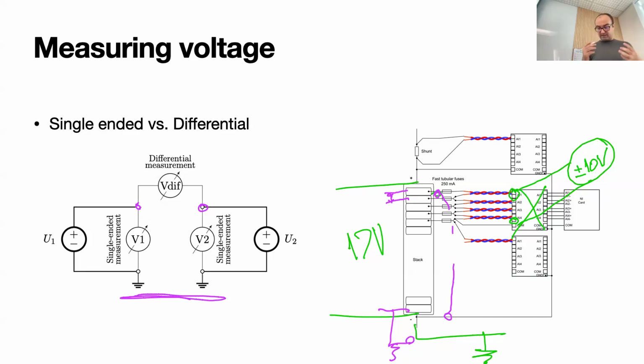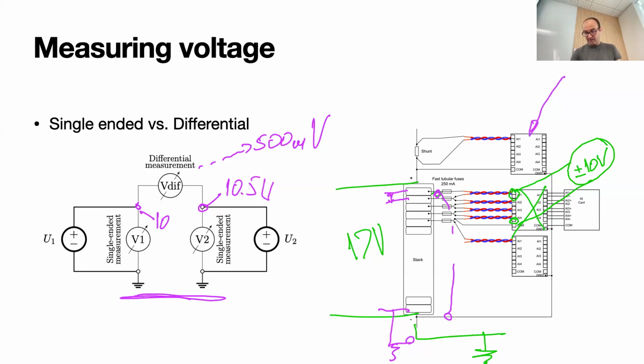But special attention must be paid, because we can be here at 10 volts and here at 10.5 volts. So we are actually interested in a 500 millivolt signal, but we are somewhere high. So special attention must be taken. That is why, as you have it here in Dijon, it's called an isolated data acquisition system. I'm going to talk about it.